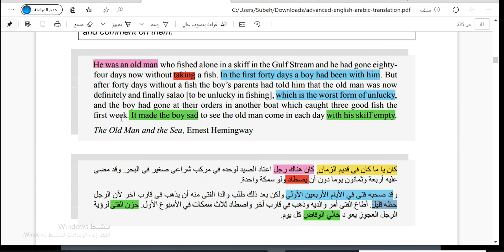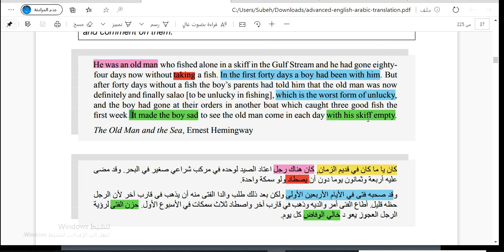Okay, it made the boy sad. It's a nominal sentence, starting with it. However, it's translated as حزن الفتى. Here be careful that English prefers passive sentences while Arabic prefers active sentences. Be careful. It made the boy sad. Simply حزن الفتى. If I want to translate وجعل الفتى حزين, حزن الفتى will be more natural. To see the old man come in each day with his skiff empty, بقاربه فارغا.